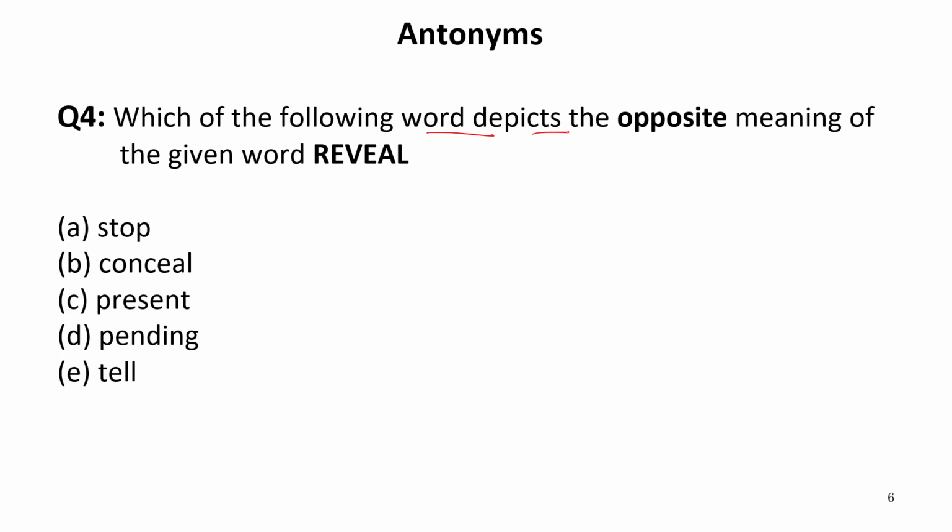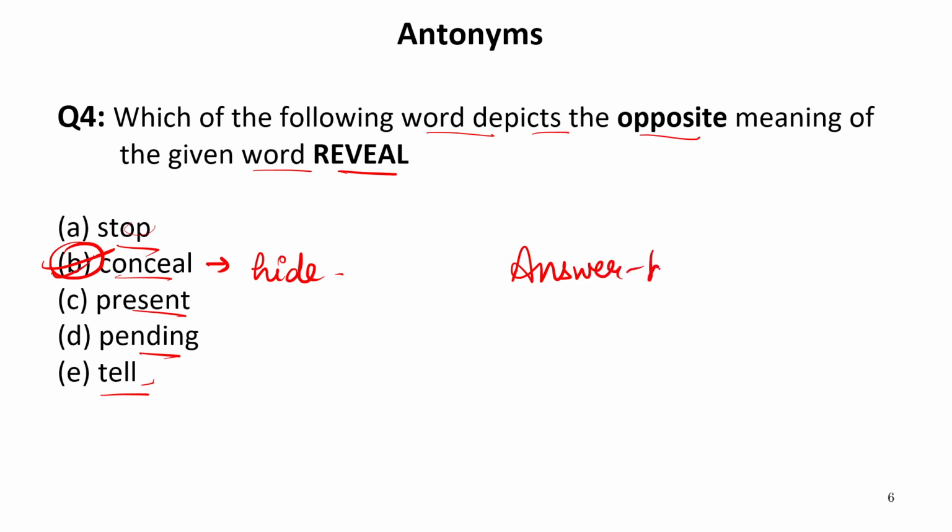Which of the following words depicts the opposite meaning of the given word reveal? Now whenever we reveal something, it means we disclose something. It means we say that particular thing which was hidden earlier. So let us see the options: stop, conceal, present, pending, tell. Tell can be the synonym of reveal, and pending and present again can be synonyms. Now conceal means hide, so obviously this will be the antonym of the word reveal. So our answer is B for sure. B is the correct answer. Now let us move to the next one.